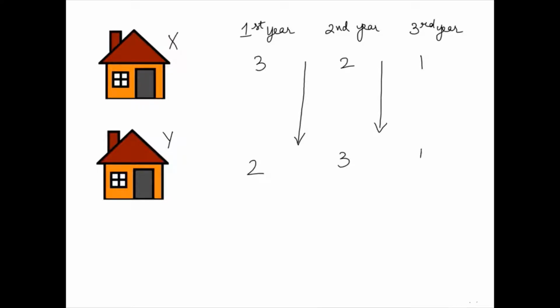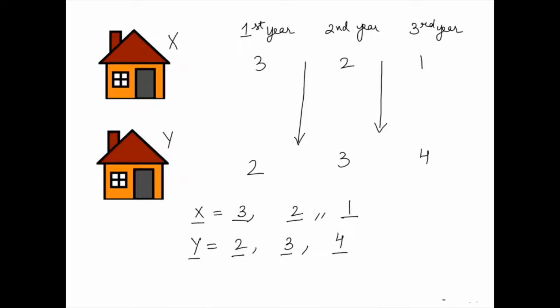So we can see that X is having a value of 3 in the first year, 2 in the second year, and 1 in the third year. Similarly, for Y, we have 2 in the first year, 3 in the second year, and 4 in the third year. So as you can see that X is having different values at different times. So X can have a value of 3 also, X can have a value of 2 also, and X can have a value of 1 also. Similarly for Y, Y can have a value of 2 also, 3 also, and 4 also. So at different times, X and Y can have different values.